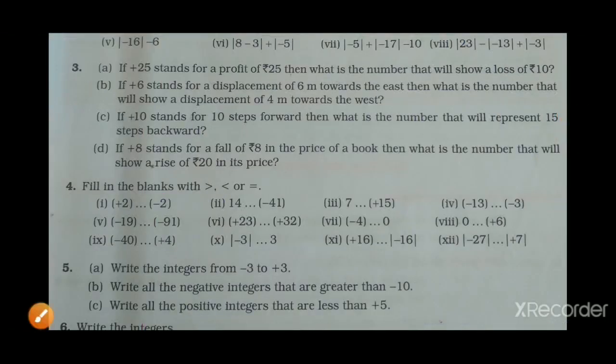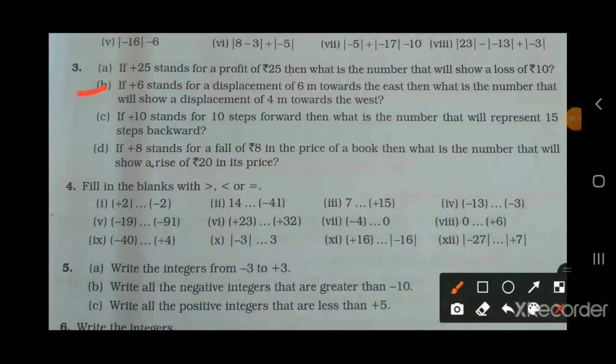In B part, he is saying if plus 6 stands for a displacement of 6 meter towards the east, then what is the number that will show a displacement of 4 meter towards the west? Yes, we are moving in opposite side. Yes, if we are moving towards east, we have to use positive sign, and if we are moving towards west, then we have to use negative sign.